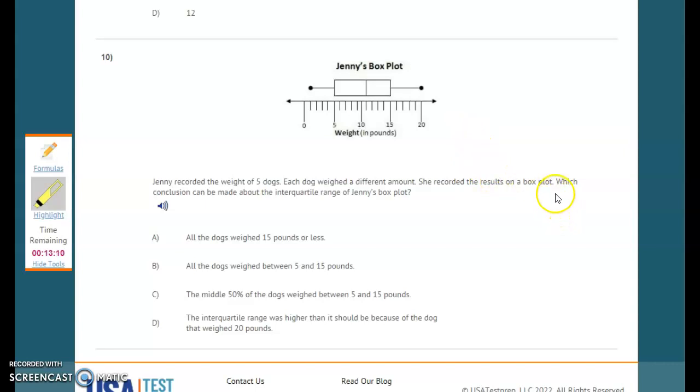Number 10, Jenny recorded the weight of 5 dogs. Each dog weighed a different amount. She recorded the results on a box plot. Which conclusion can be made about the interquartile range of Jenny's box plot? So what you're going to do is look at your box plot. You see your pounds is at the bottom, and you're going to read each of these statements, and you're going to see what is true about what you see on the box plot. So remember, your data range is in these boxes. So keep that in mind. Okay.